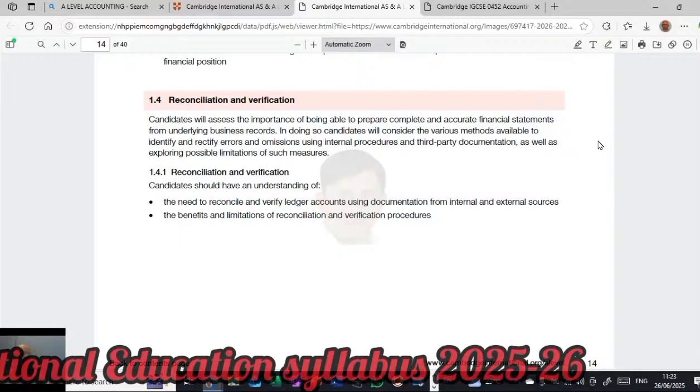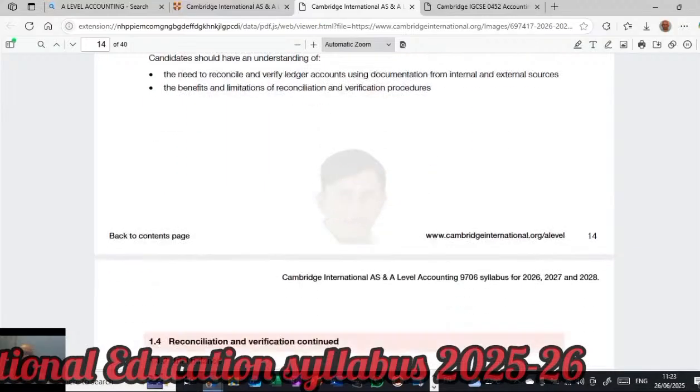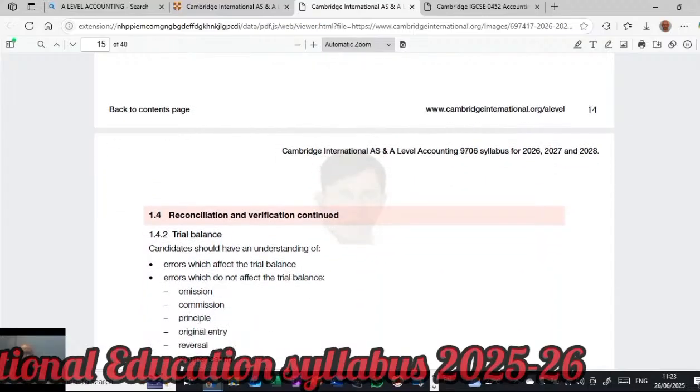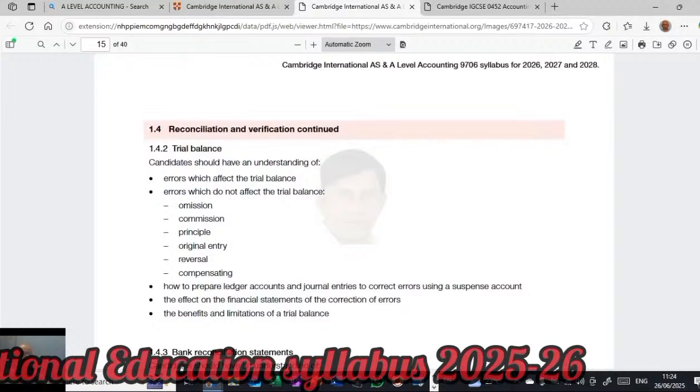Then you will learn how to reconcile the differences if there are any mistakes, how to rectify, how to find out all these things, like reconciliation and verification. The trial balance part should include an understanding of errors which affect the trial balance and errors which do not affect it: omission, commission, principle, original entry, reversal, compensating. You need to learn in detail how to prepare ledger accounts and journal entries to correct errors using a suspense account, the effect on the financial statements of the correction of errors, and the benefits and limitations of the trial balance.